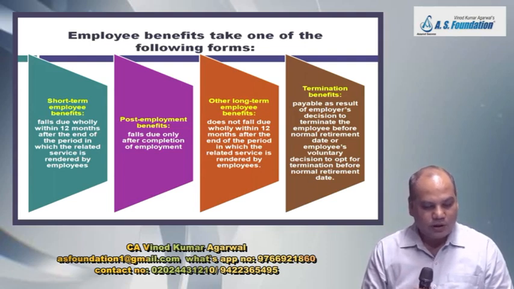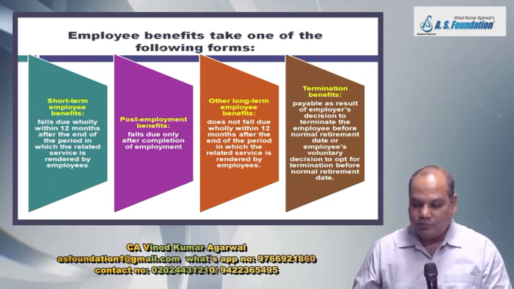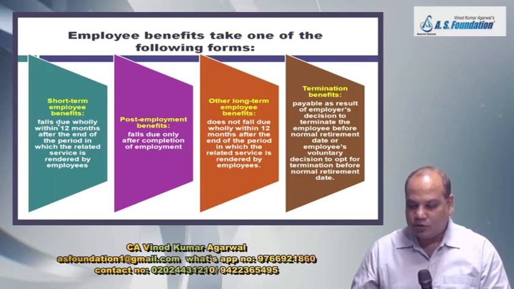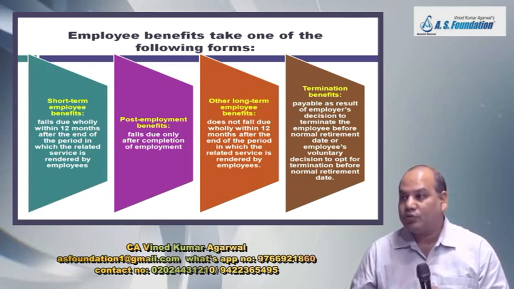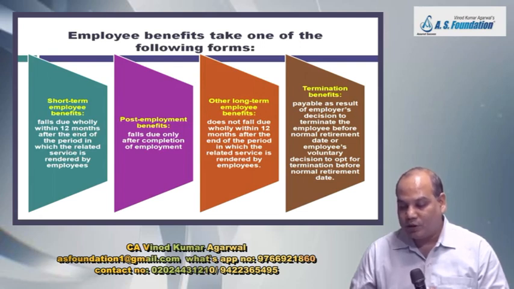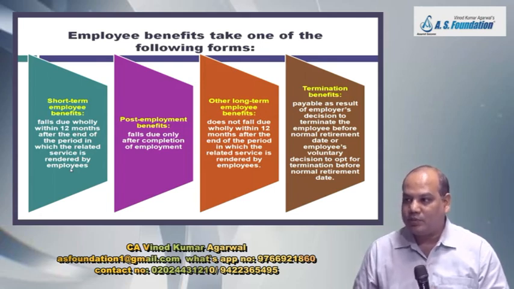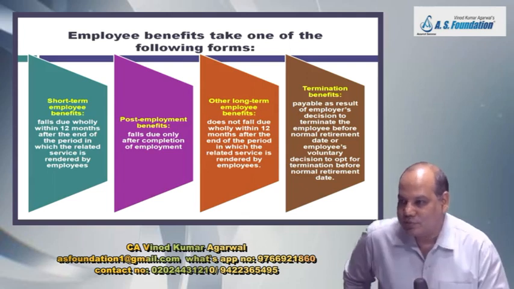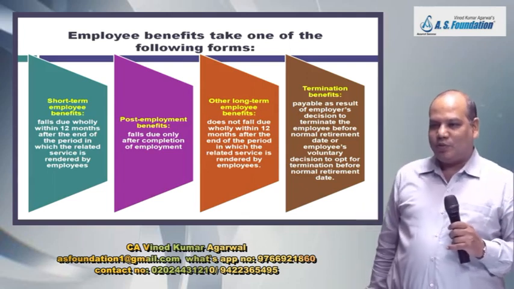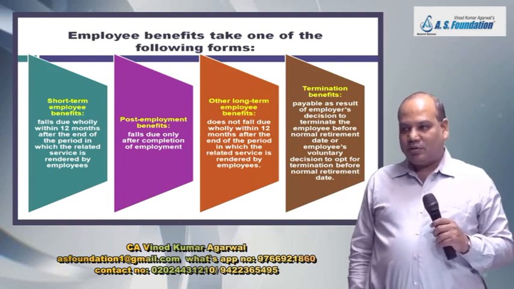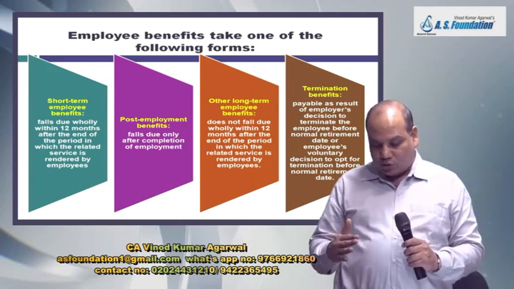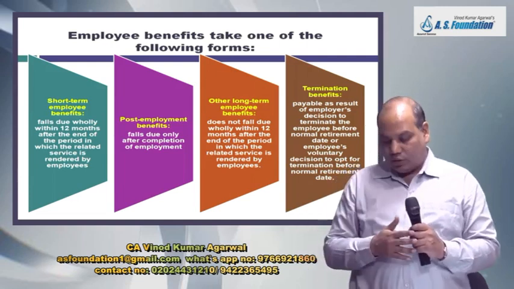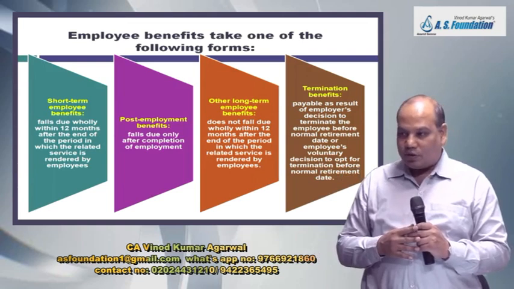Now, how do I know whether it is a short-term employee benefit plan? Check whether it falls due wholly, fully within 12 months after the end of the period in which the related services are rendered by the employee. Short-term employee benefits either fall due in the current year, like the salary you get from your office, hard-earned money every month, or they also include benefits which fall due wholly within 12 months from the end of the year, the reporting date.